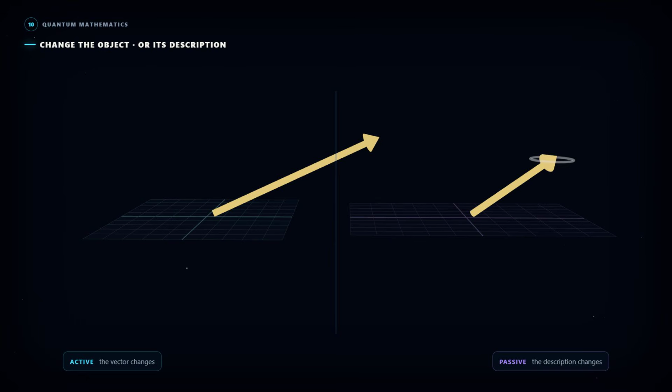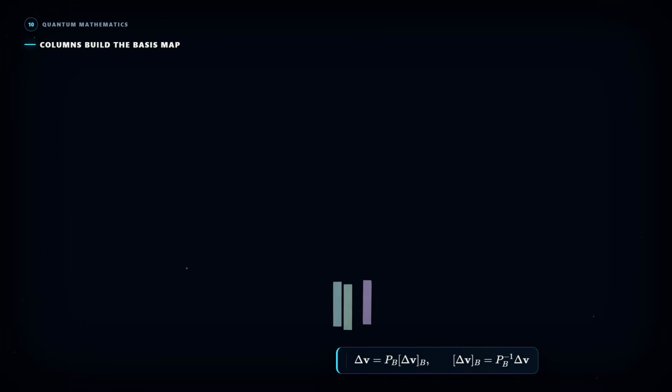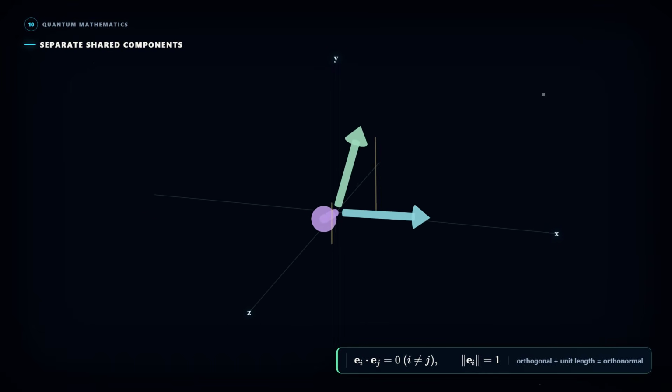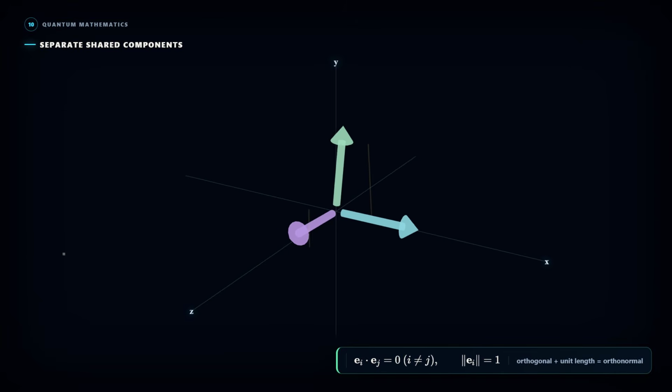Changing a vector is an active transformation. Changing the basis while keeping the vector fixed changes only its description. The matrix whose columns are the basis vectors translates coordinate recipes into vectors in the ambient space. Its inverse translates the same vector back into that basis's coordinate recipe. A basis does not need right angles. Our original control directions are oblique, and they still span the full space.